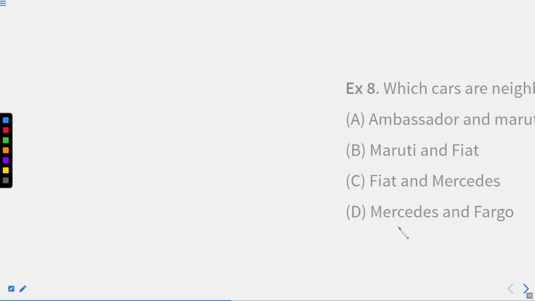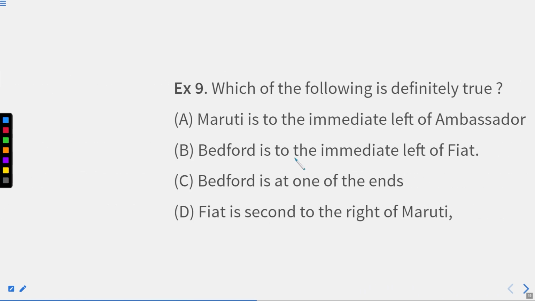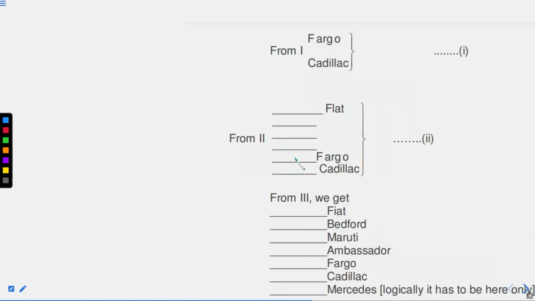So here the first question says which of the following was the correct position for Mercedes? We know that Mercedes is at the 7th position, right? So we can say Mercedes is at the 7th position, which is the last one. So Mercedes cannot be placed in between any one of them. So option C will not be your answer, right? Now, fourth right to Maruti, that we have to check. Immediate left of Bedford, that we have to check. Immediate right of Farrago, that also we have to check, right? So these things can be checked with the help of the diagram, okay?